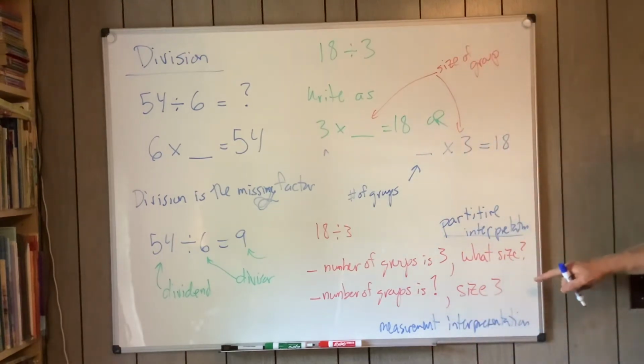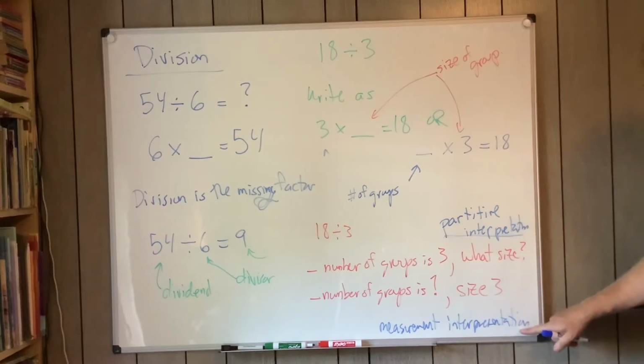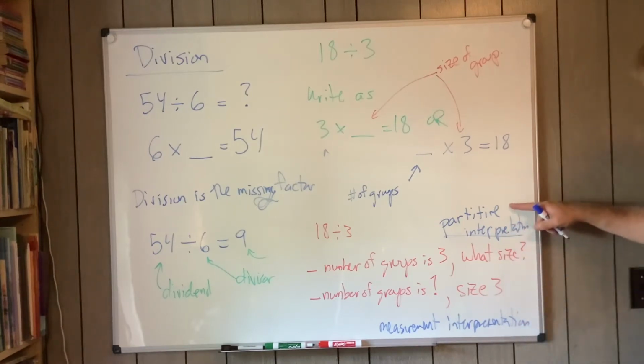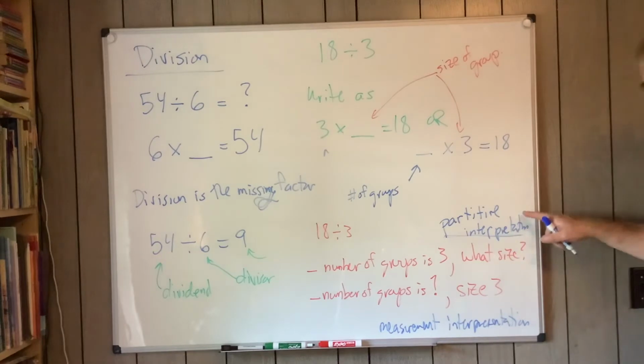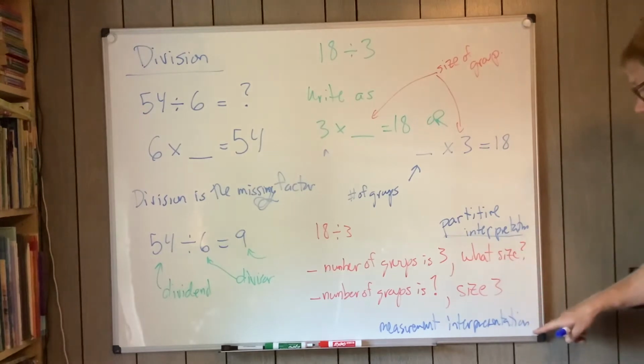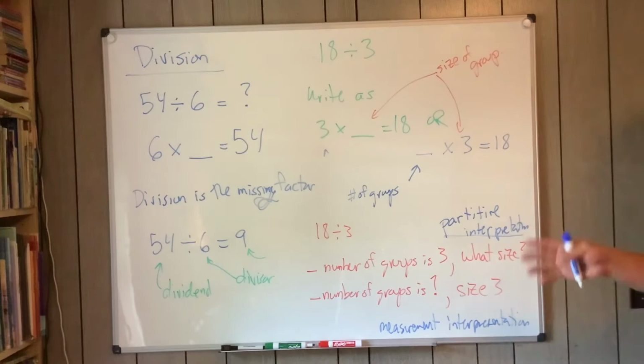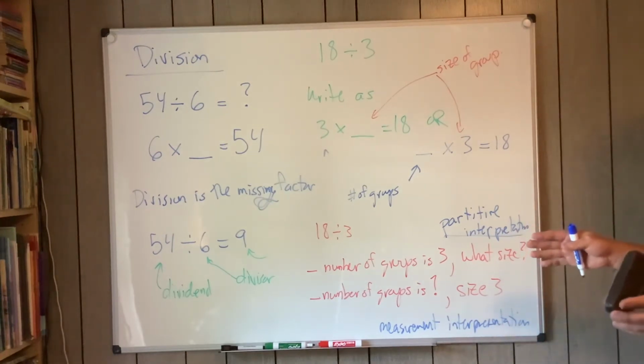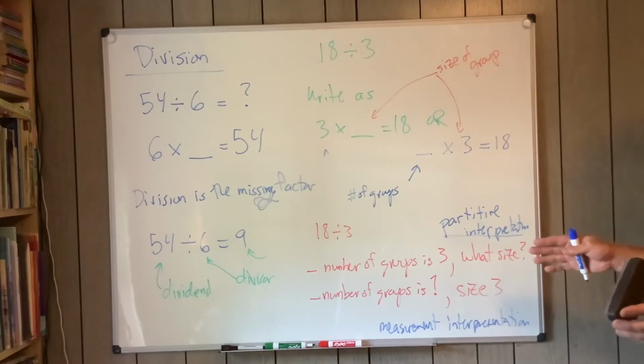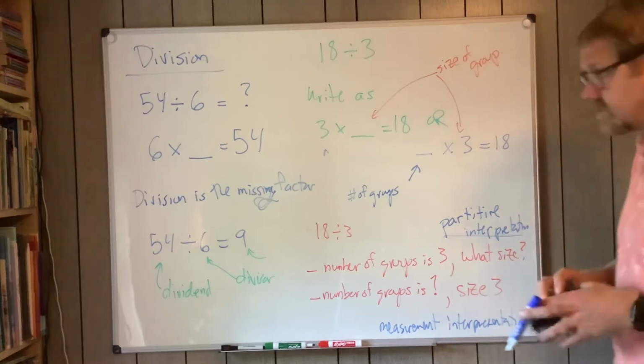So do I know the number of parts or do I know the size of each part? If I know the number of parts, or groups, I'm going to say the same thing, it's called the partitive interpretation of division. And if not, it's the measurement interpretation. This often pertains to some word problems I'll talk about in just a second. You can also do some models with it.